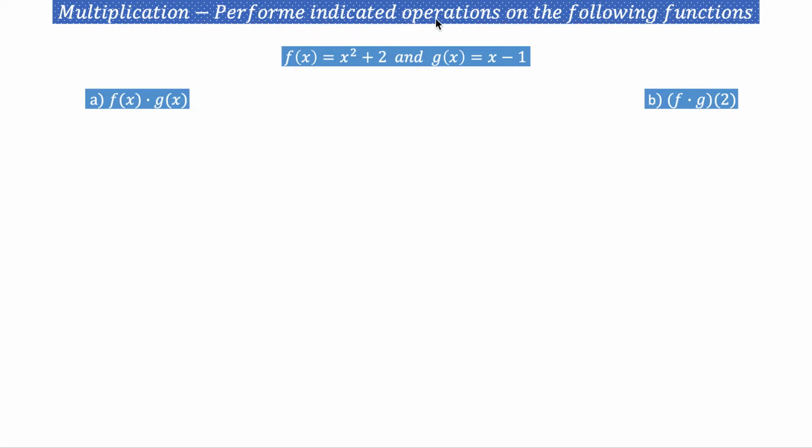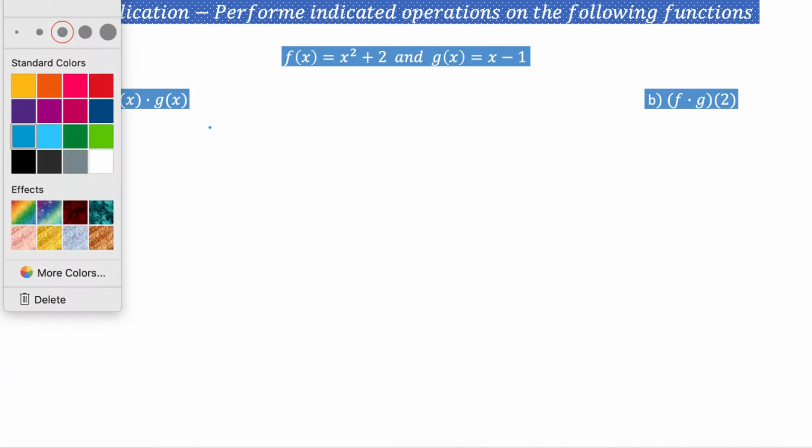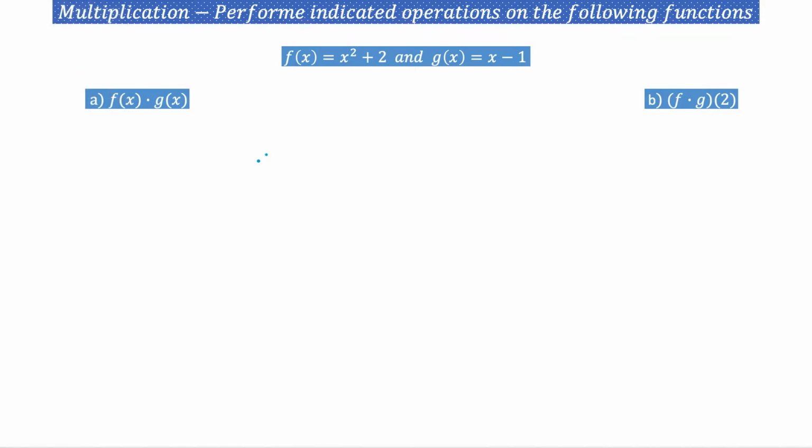Multiplication: perform the indicated operation on the following functions. So now we have a function f of x, which is x squared plus 2, and the function g of x, which is x minus 1. So I multiply f of x times g of x.